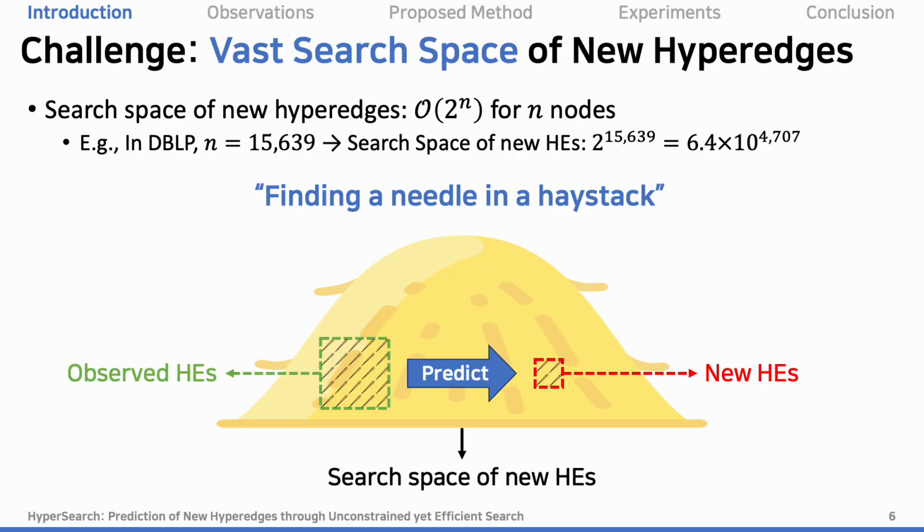One major challenge in hyperedge prediction is the vast search space of possible new hyperedges. Since each hyperedge can involve multiple nodes, the search space grows exponentially with the number of nodes. For example, the DBLP dataset has about 15,000 nodes, and the search space of new hyperedges is larger than 10 to the power of 4,000. Predicting new hyperedges in such a vast space is as challenging as finding a needle in a haystack.